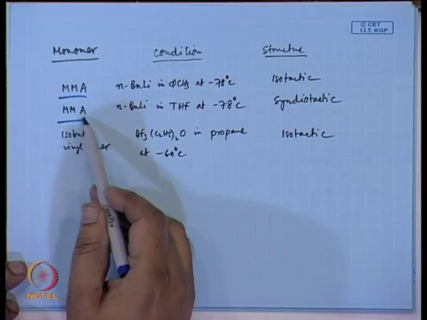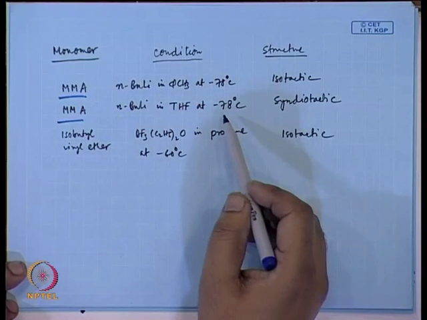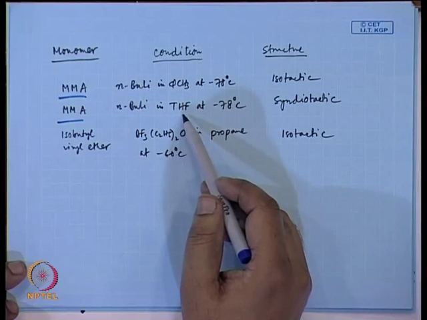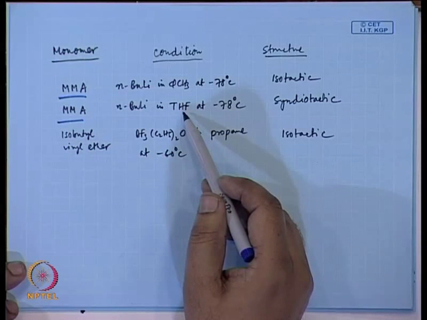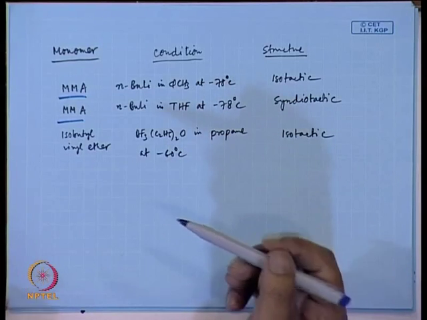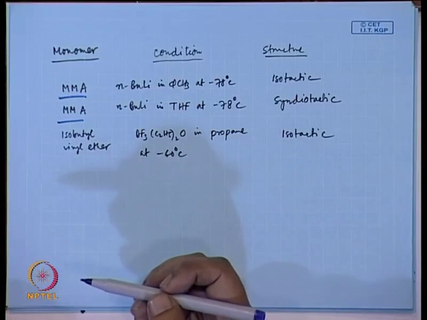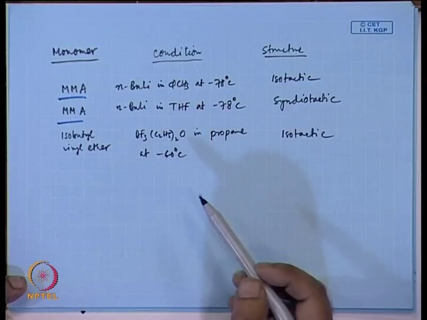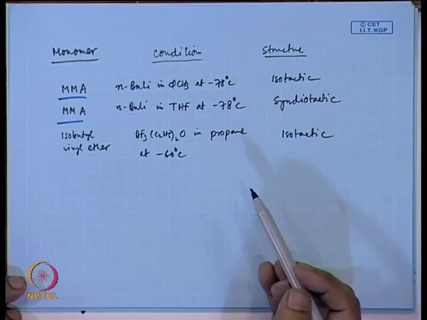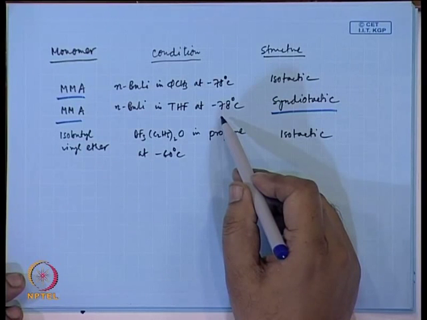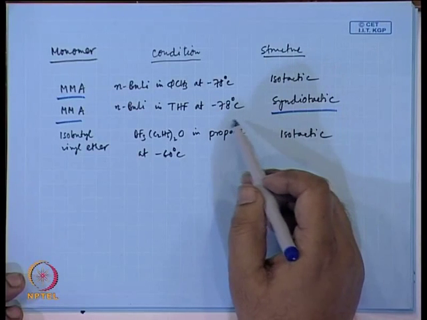Now, if we have the same polymerization, same temperature, same initiator, but you increase the polarity of the medium, THF being a highly polar solvent, the counter ion is not tightly bound with the active anion end. The lithium ion is a free ion, which means the chain end has a planar geometry, and as we discussed, it will give you a syndiotactic polymer, syndiotactic methyl methacrylate.